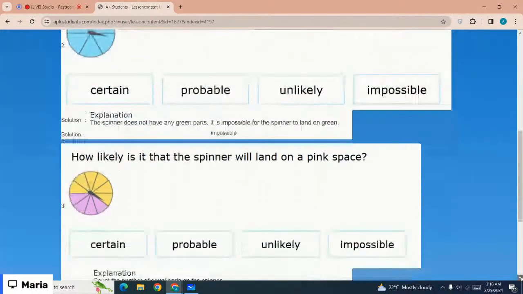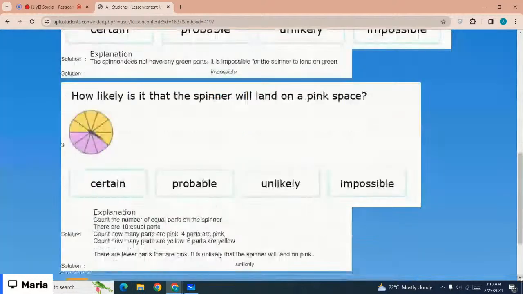How likely is that the spinner will land on a pink space, right? Okay, let's see how many portions the spinner has. Total portions, right? 1, 2, 3, 4, 5, 6, 7, 8, 9, 10. The spinner has total 10 portions, right? The pink ones are 4 and 6 of them are orange, yellow.